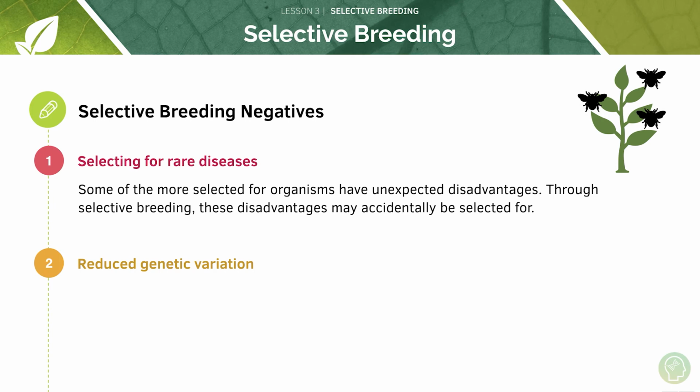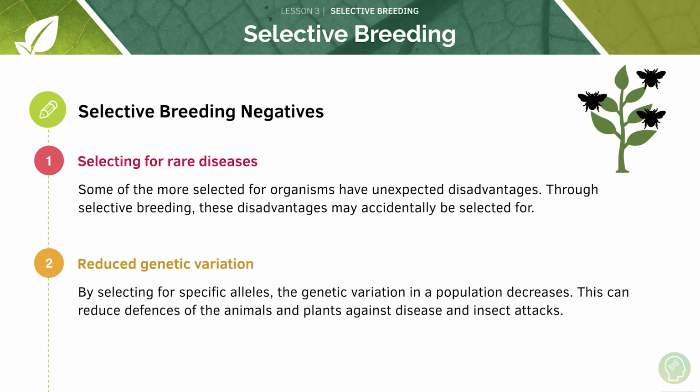And also, by selecting for specific alleles, we're actually reducing the genetic variation in a population. And by reducing genetic variation within a population, we're making that population more susceptible to be attacked by a disease, because within the population there's going to be fewer alleles, and therefore there's a lower chance that organisms will survive a disease spreading through the population, because a specific organism may not be resistant because they've all been selected for the same characteristics. So reduced genetic variation can reduce defences of the animals and plants against disease and insect attacks. This can actually end up wiping out a whole species.